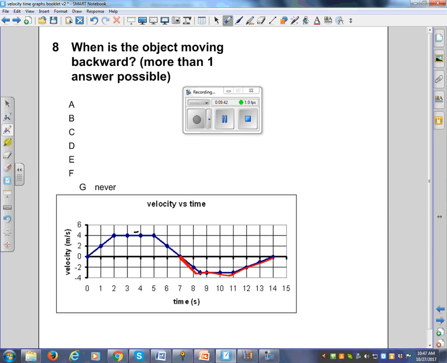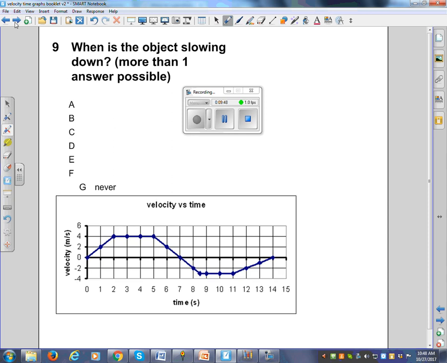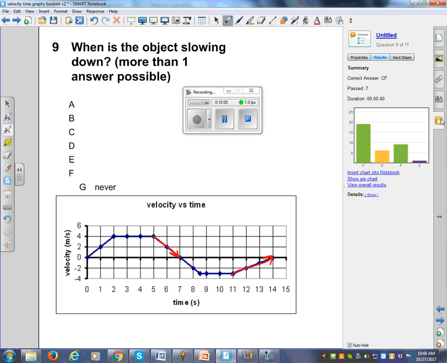Okay, it's negative when it's down below, D, E, and F. When is it slowing down? Now, this is the hardest question there is. Objects slow down when their velocities approach 0. So when are their velocities approaching 0? C, and F. Those two right there, because it's getting closer to 0. Does that make sense? Moving towards 0.